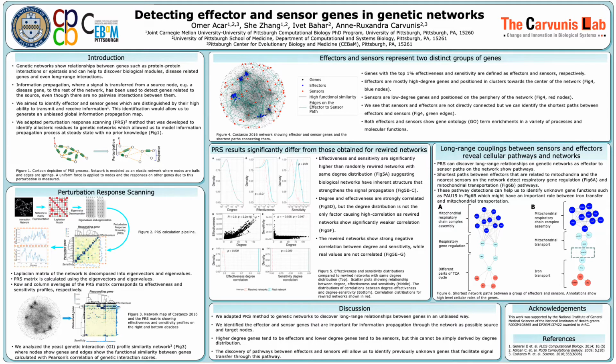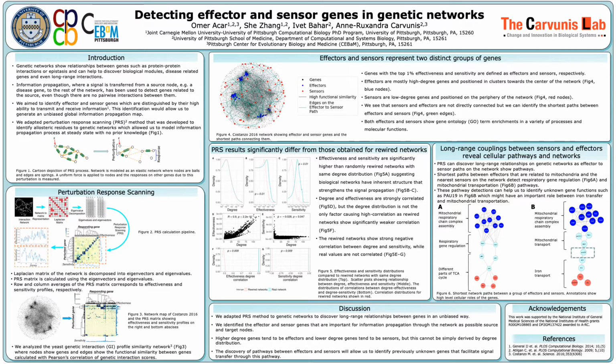Finally, when we investigated the shortest paths between these effectors and sensors, we discovered interesting biology. For example, we see that effectors that are related to mitochondrial respiration and sensors that are related to the tricarboxylic acid cycle are connected by respiratory gene regulation genes. Similarly, these effectors are connected to sensors related to ion transport via mitochondrial transportation genes. We can use this information to discover new genes on these pathways. For example, PO19 here is an unknown gene, which might have a function in ion transport to mitochondria.